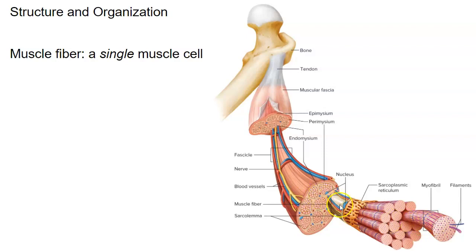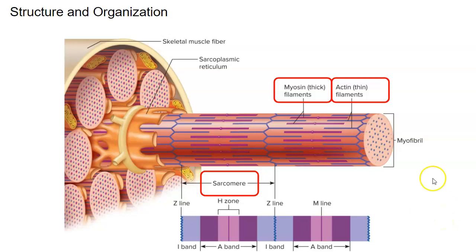And then inside the muscle fiber, we have these things called myofibrils. And these myofibrils are composed of filaments, actin and myosin. And that's what's responsible for muscle contraction. So let's look at that now. We're looking at one muscle fiber, one cell. And here's one of the myofibrils.